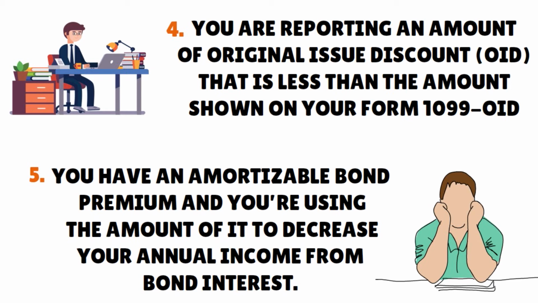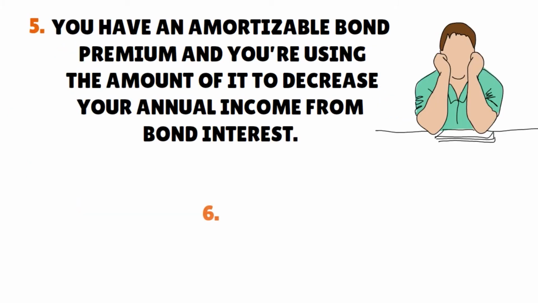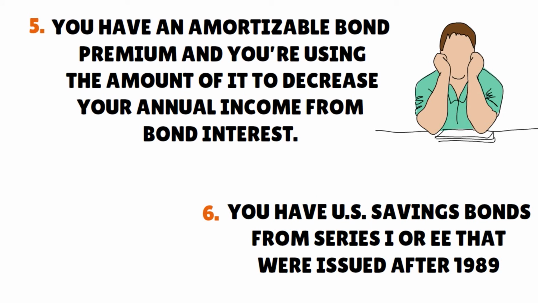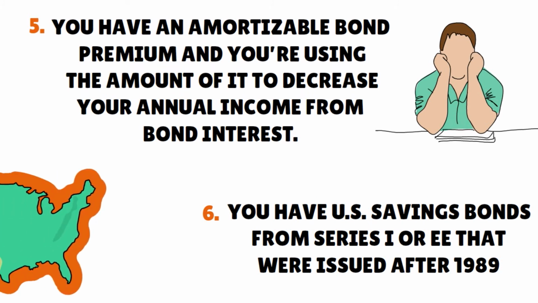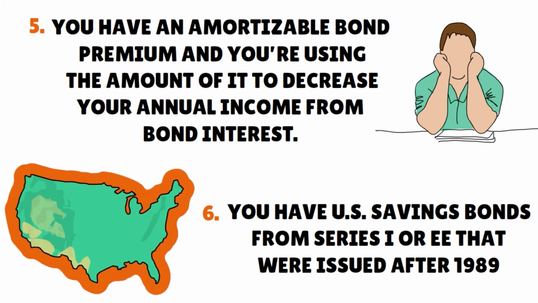Scenario number 6. You have U.S. savings bonds from Series I or EE. They were issued after 1989, and you are planning to exclude the interest from your income. So this is very important. I want you to pay attention here, folks. You can deduct this interest using Form 8815 if you meet 4 criteria.